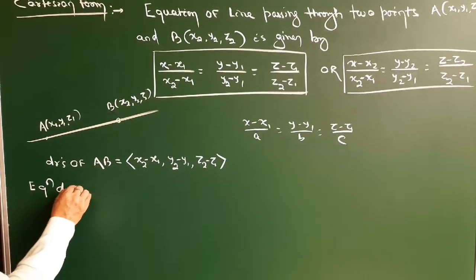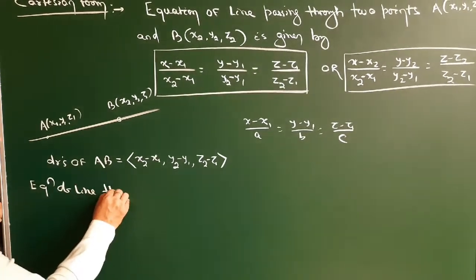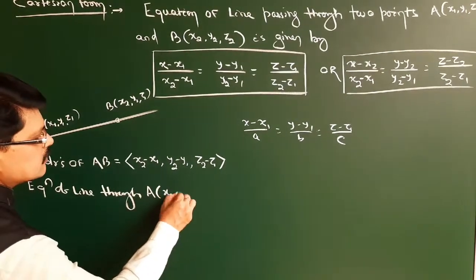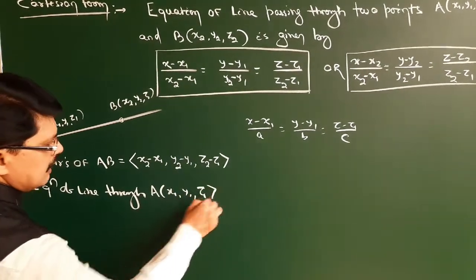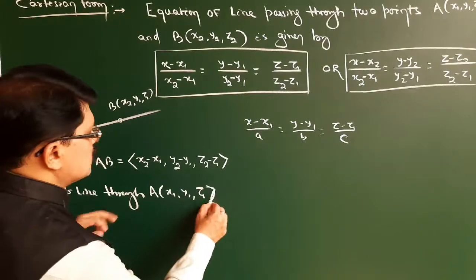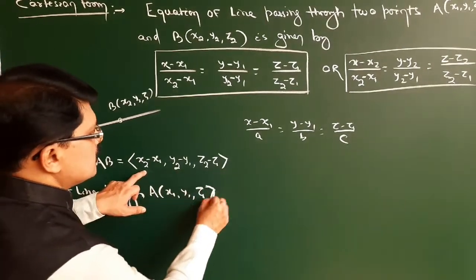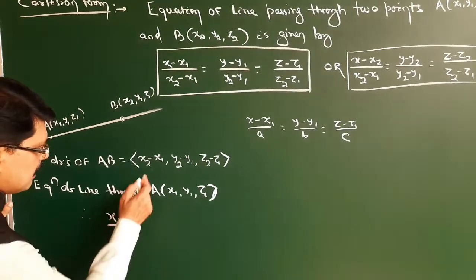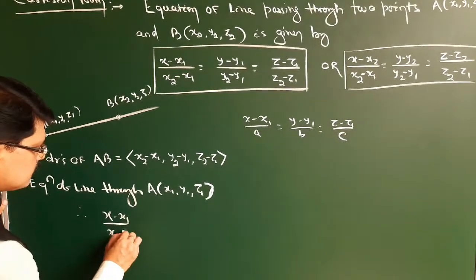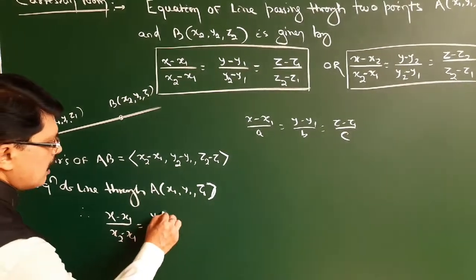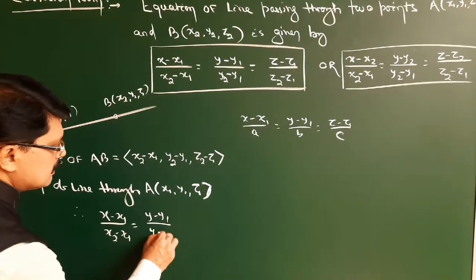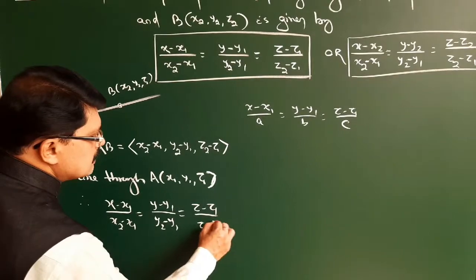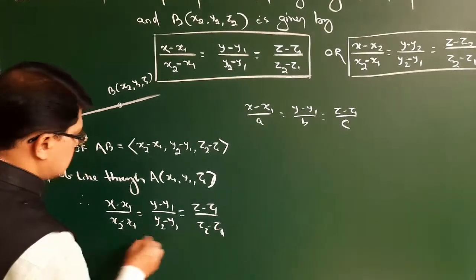Now, the equation of the line through point A (x1, y1, z1) with these direction ratios is (x minus x1) divided by (x2 minus x1), which is equal to (y minus y1) divided by (y2 minus y1) and (z minus z1) divided by (z2 minus z1). Understood?